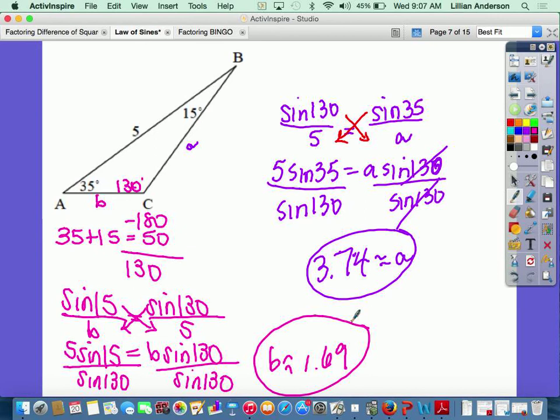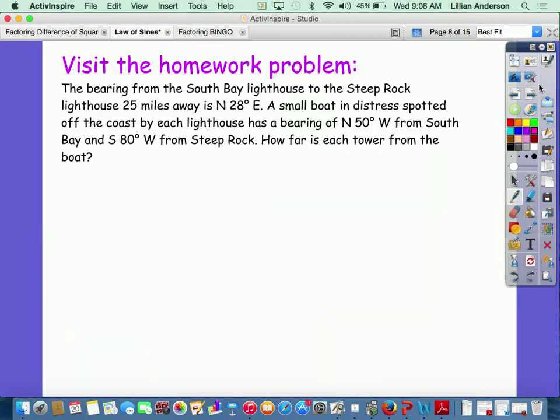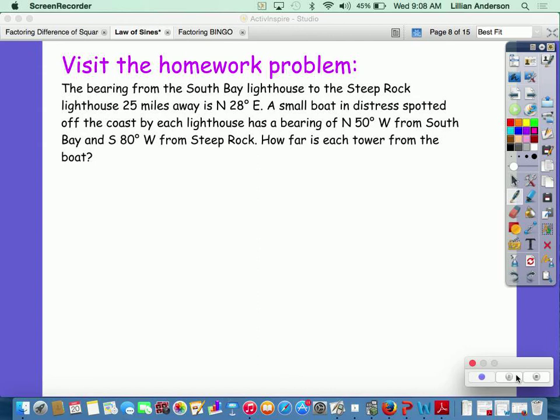Questions. Find the sides and angles using angle side angle given to you. You guys doing okay so far? Okay, so let's visit this problem in your homework before we keep going, because I asked you to draw the diagram. Let's see if you guys drew your picture accurately.